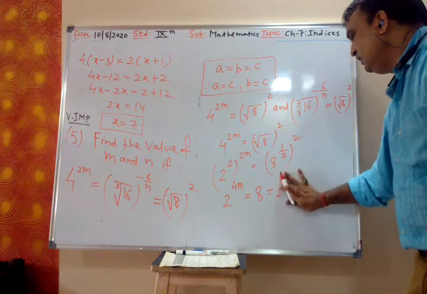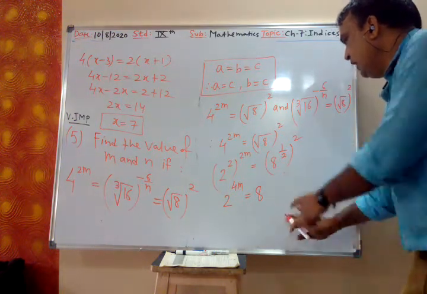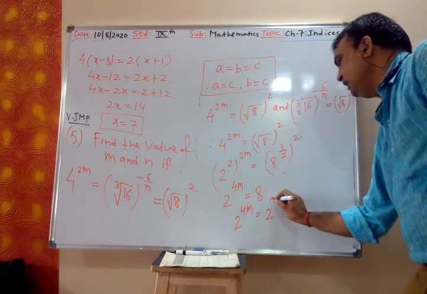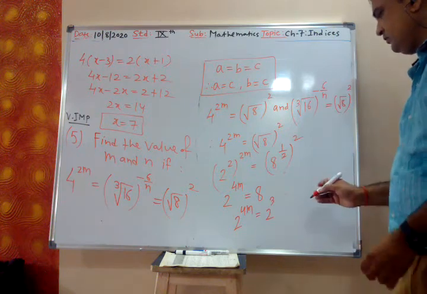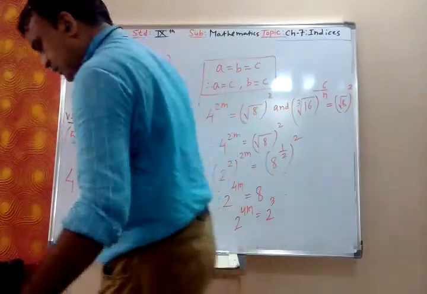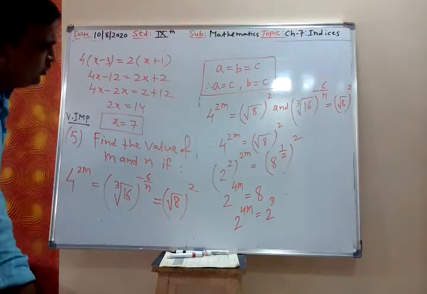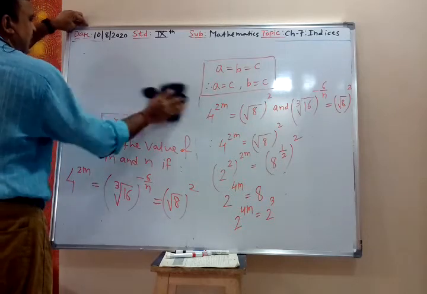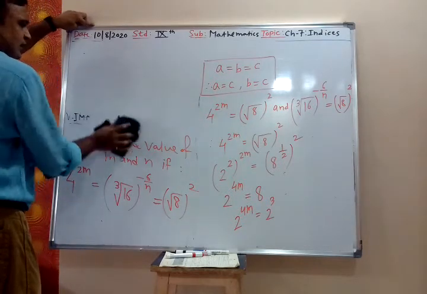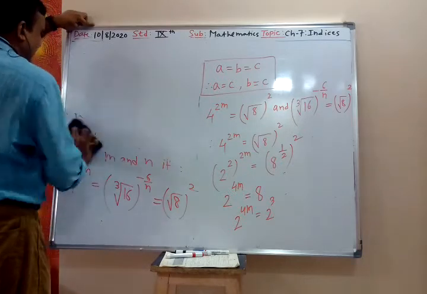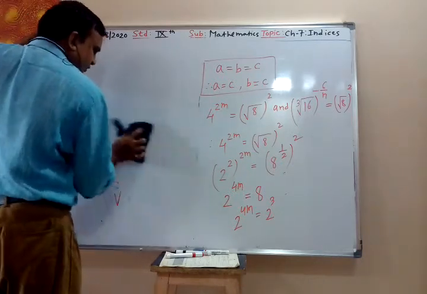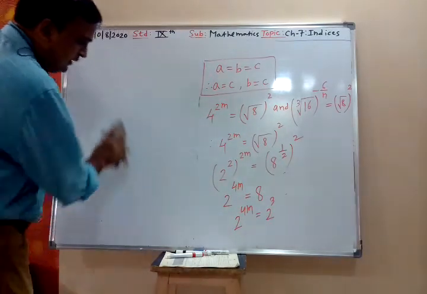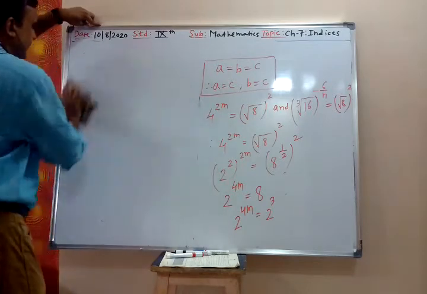Are you getting? Let me write the next step. Half gets cancelled. So 2 raised to 3. How root 8 into root 8? It is root 8 square. So root 64 will be again 8 only, no? Whether you are writing 8 raised to half raised to 2, you will get the same answer. You will get 8 only. Root 64 is 8. M is 3 upon 4. That is the correct answer.